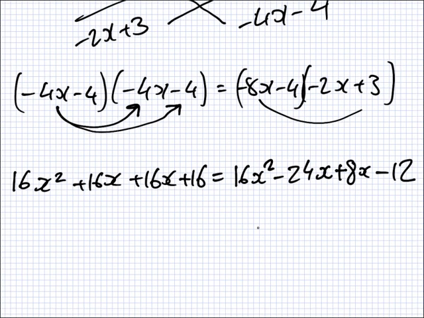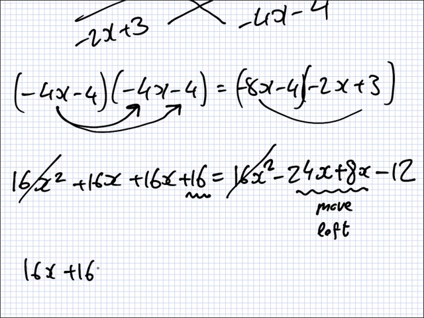Change, rearrange, move. Maybe cancel. Yeah, we can cancel the 16x squared. The 16x squared cancels, correct. What should I do next? These two terms, I should move them to the left. And this number here, move it to the right. The 16. So I have 16x plus 16x.